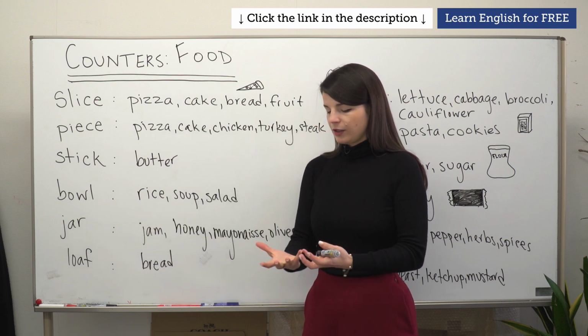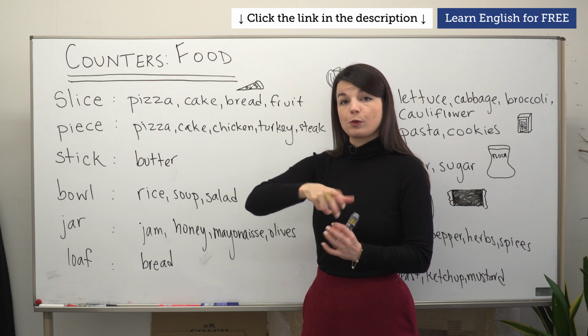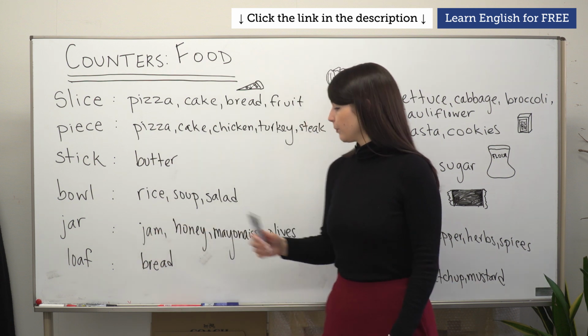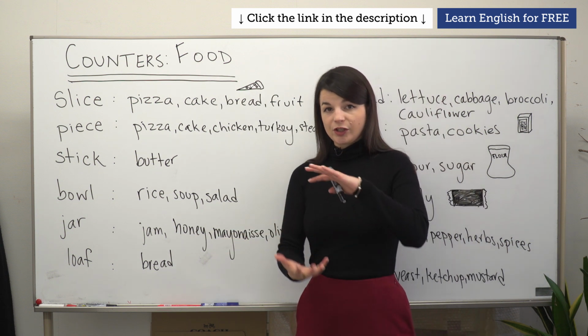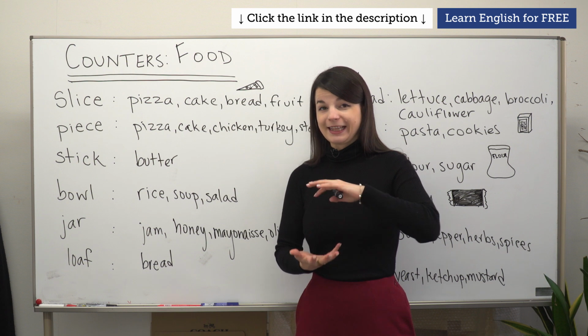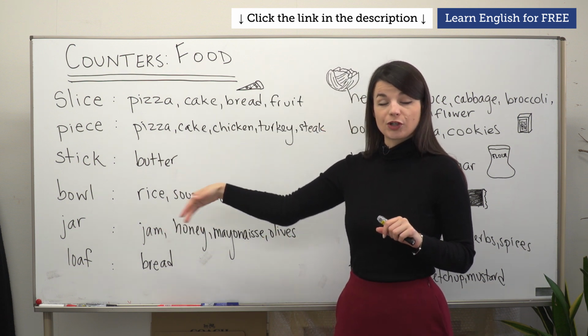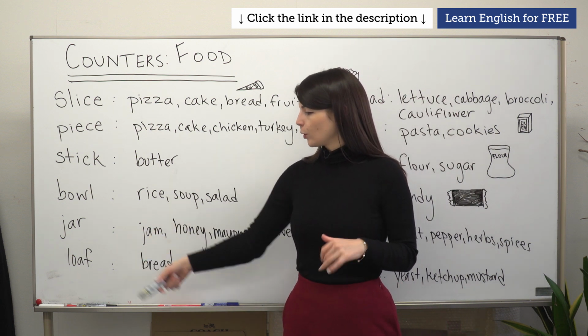So a jar is usually a glass container with a lid that you can twist the top of. So we use jar for jam or jellies, for honey, for mayonnaise, for olives. Any item which is sold in a jar, in that item, we can use the word jar to count that. So 1 jar, 2 jars, for example. Next one is a bit special, the word loaf.